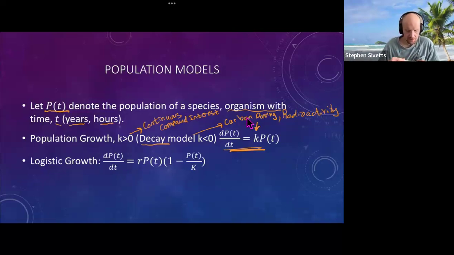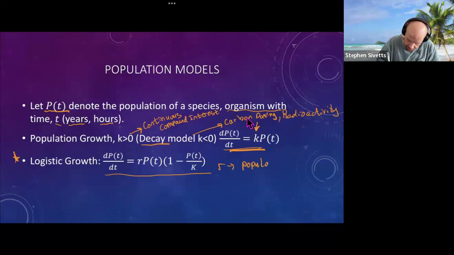Because in the real world, a population can't grow exponentially, right? There's limited resources, and a population needs food to survive. So you'll deal with another type of equation called logistic growth. Logistic growth is one of my favorites. And the differential equation looks like this, right? R is what's called the population growth rate.